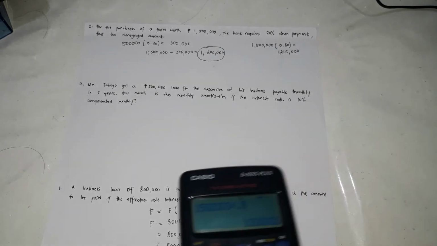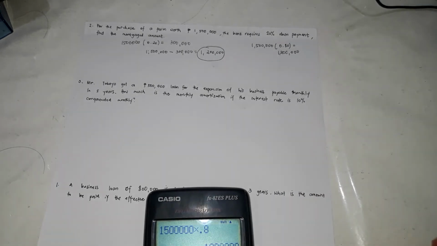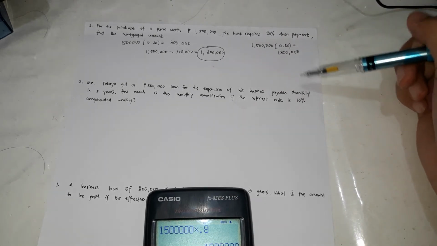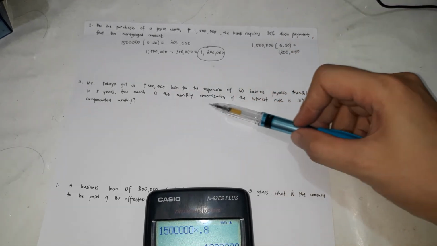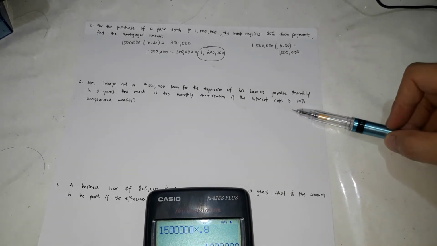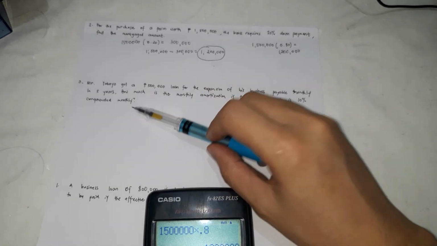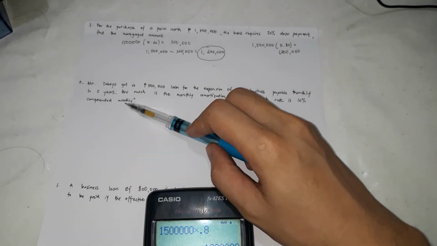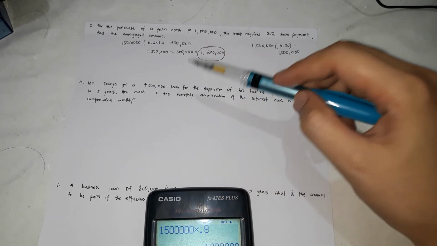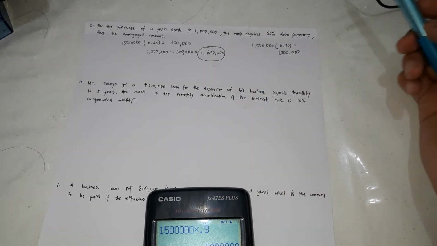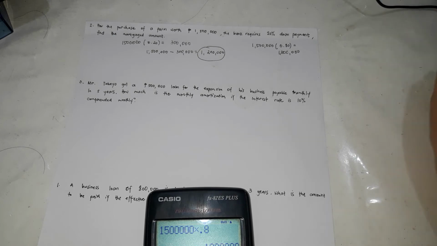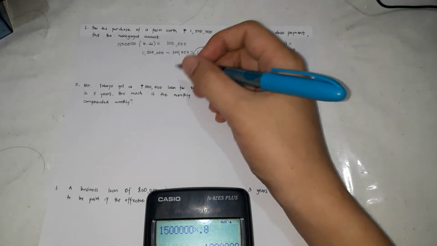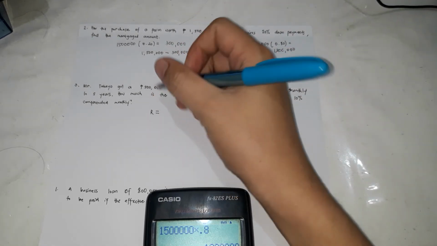For number 3, Mr. Tabayo got a loan of 500,000 for the expansion of his business, payable monthly in 5 years. How much is the monthly amortization if the interest rate is 10% compounded monthly? Because it's monthly amortization and the conversion is monthly, the conversion period and the payment period are the same. So it's by month, which is quite simple in comparison with the other problem.